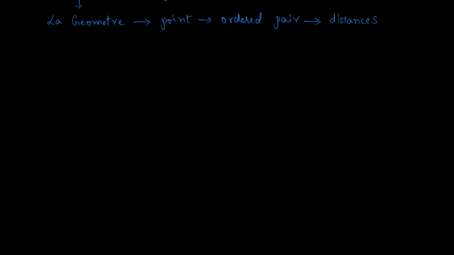As we all know, in a coordinate axis we have two perpendicular lines. The horizontal line is called the x-axis and the vertical one is called the y-axis. Their point of intersection is called the origin, which is (0, 0). That is, the origin is at a distance of 0 units from the x-axis and 0 units from the y-axis.